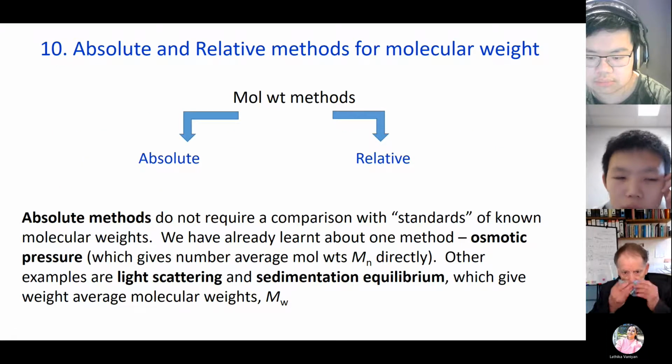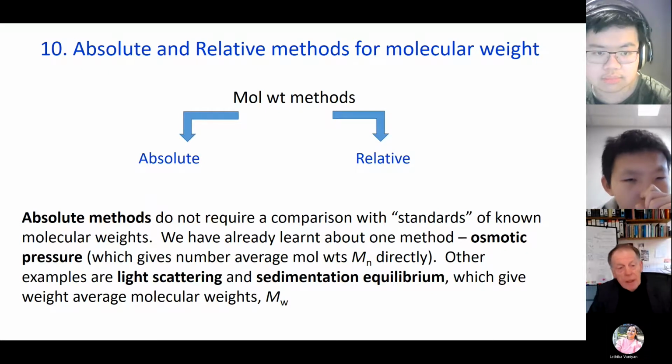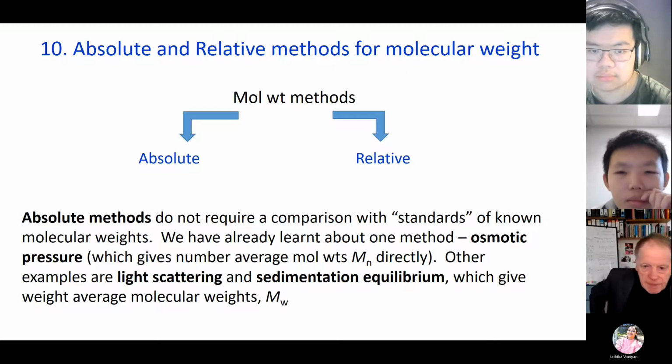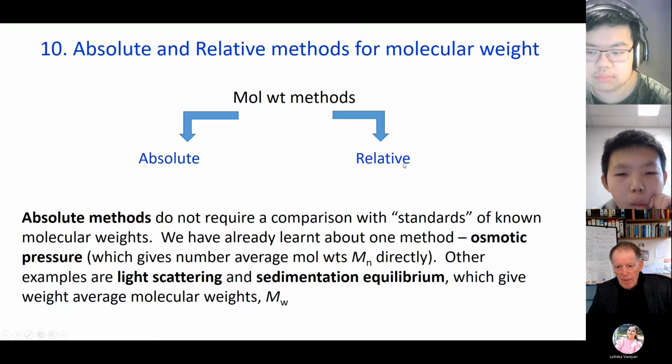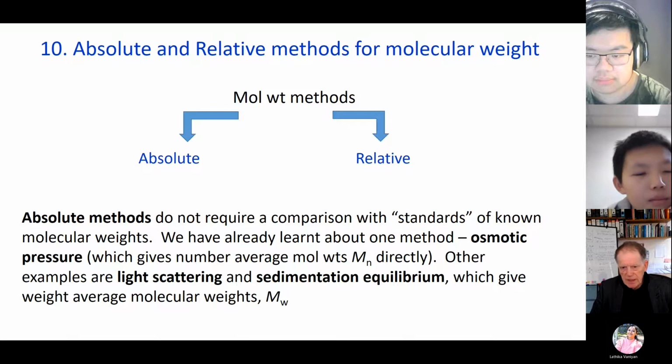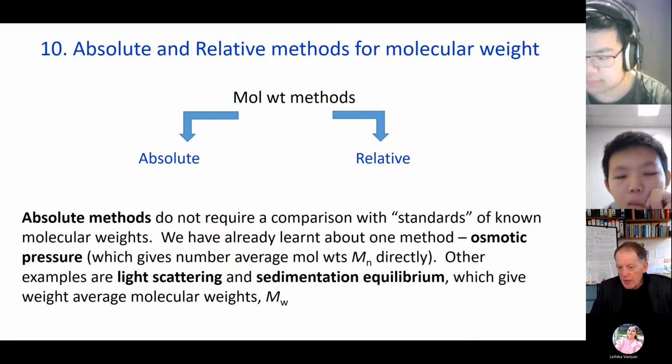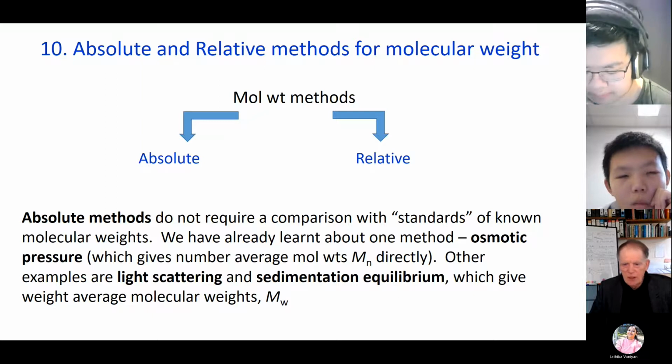So that is the plan for this morning. Okay, so in terms of molecular weight measurements, there's two classes of measurement of molecular weight. There's the so-called absolute group of methods and relative methods. And you've already met one absolute method, that is osmotic pressure. And we referred to others like light scattering and sedimentation equilibrium. When we had the demonstrations last week, I showed you some of the relevant instrumentation.